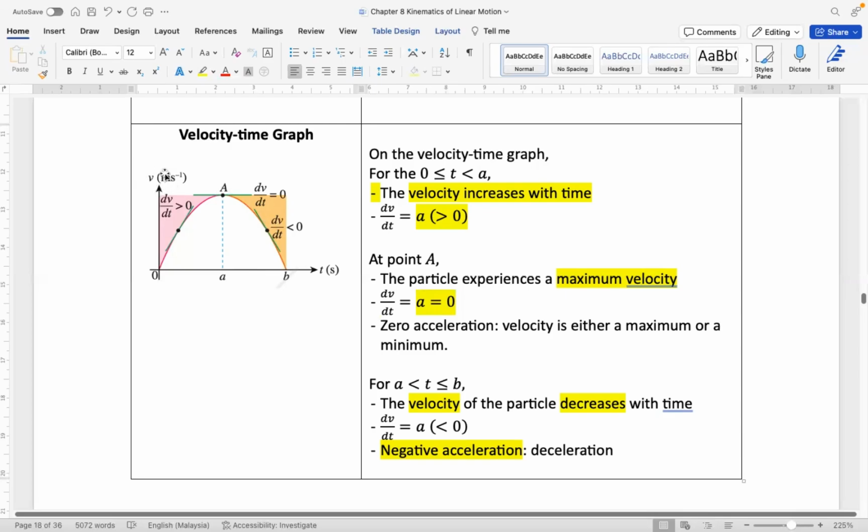The y coordinate is velocity in this case, and we notice that velocity decreases with time. If you plot a point here, we notice that the tangent line of the point slants to the left. That means the gradient of the tangent will be negative. That means dv/dt is less than 0, and dv/dt is actually a. So a is less than 0 in this case. When a is less than 0, it means the particle decelerates. So we can conclude that whenever you see velocity decreases, that means a is less than 0.